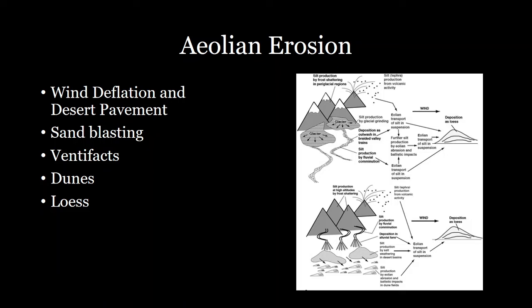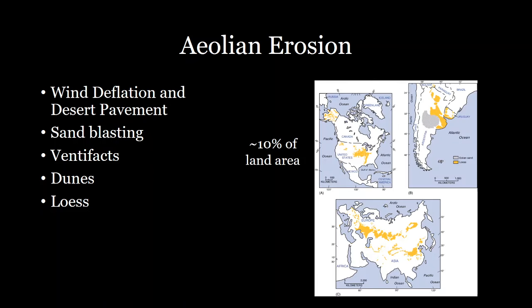And so areas where you have a lot of these processes occurring can have extremely extensive deposition as loess. You can see a map here that shows that loess actually covers 10% of the total area of the planet, so it's not anything to scoff at. And some of the largest areas covered in loess are in the Midwest of the United States.